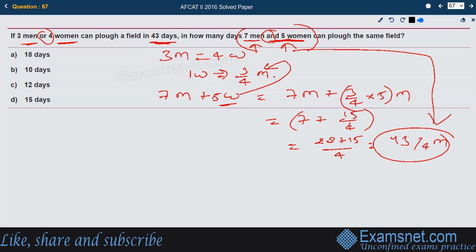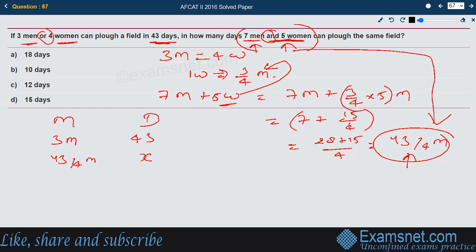Now we'll go back to the chain rule concept, where there is a comparison between men and days. In the first case, there is 3 men or 4 women, so let me take the men. 3 men can do the work in 43 days. Then what is the composition? 7 men plus 5 women, which we have converted into men itself. So 43 by 4 men can complete it in how many days? This is what the question becomes.